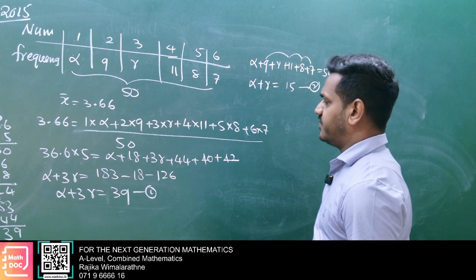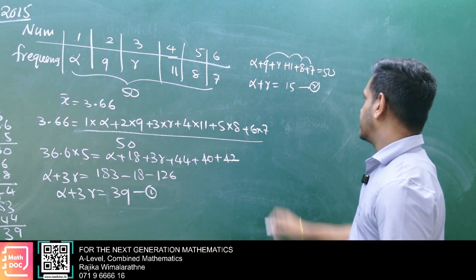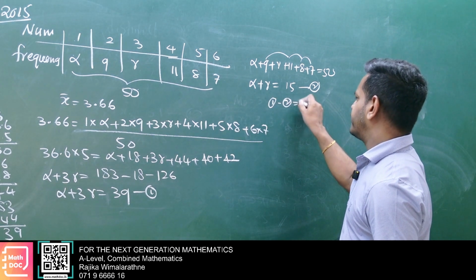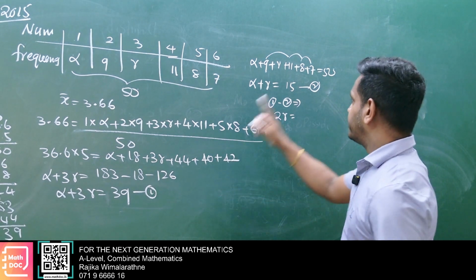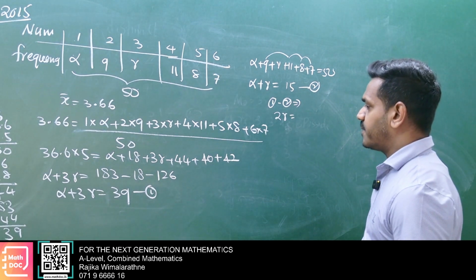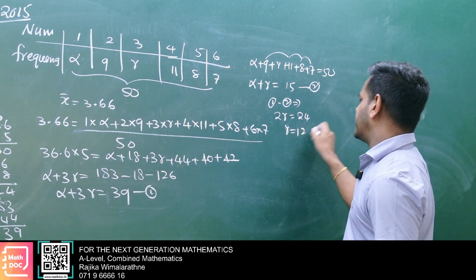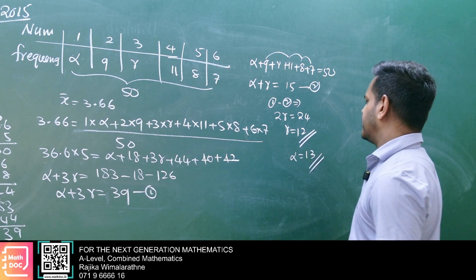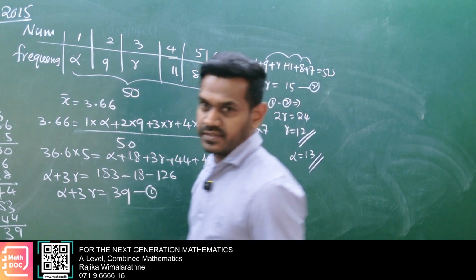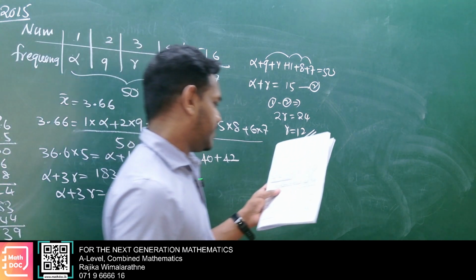Now we have two simultaneous equations to find alpha and gamma. Subtracting, 2 gamma equals 39 minus 15, which is 24, so gamma equals 12, then alpha equals 3. By that calculation you can find alpha and gamma.